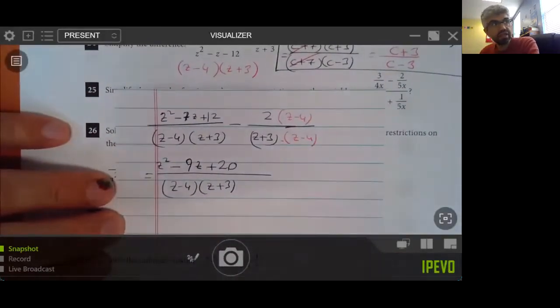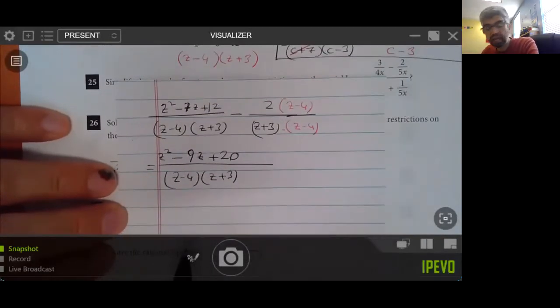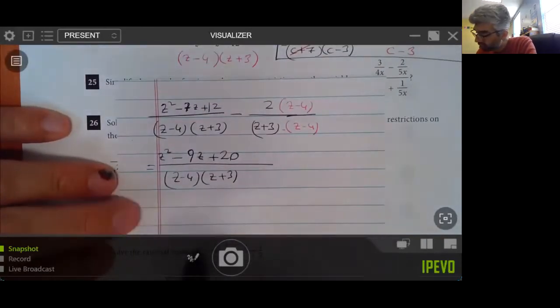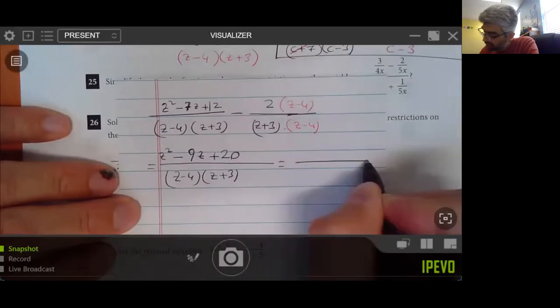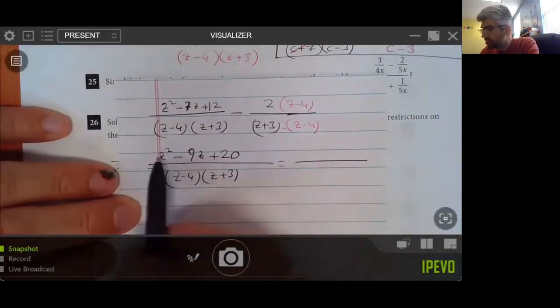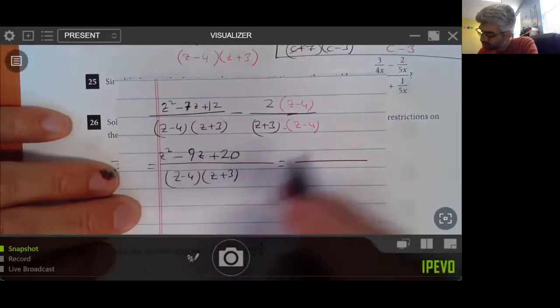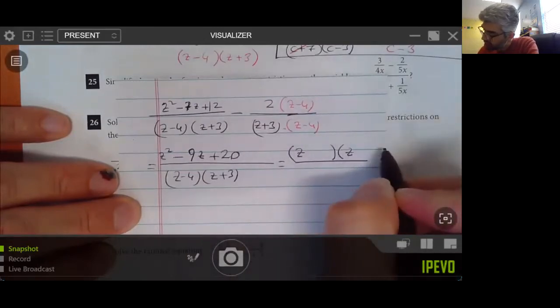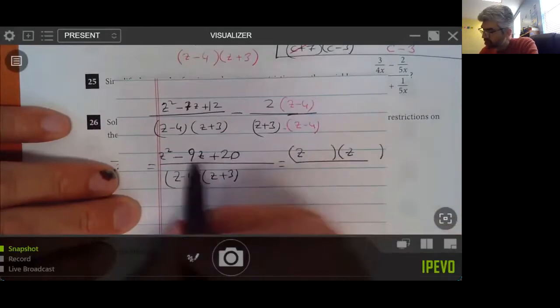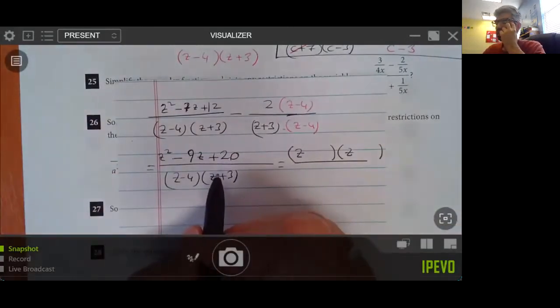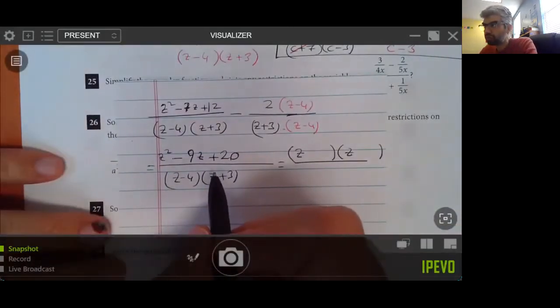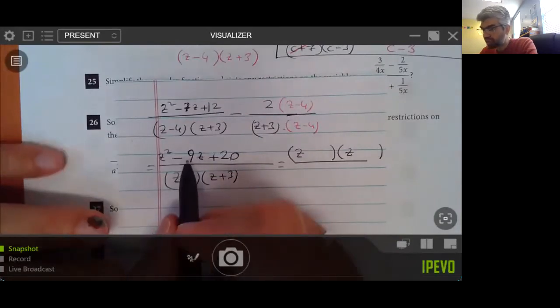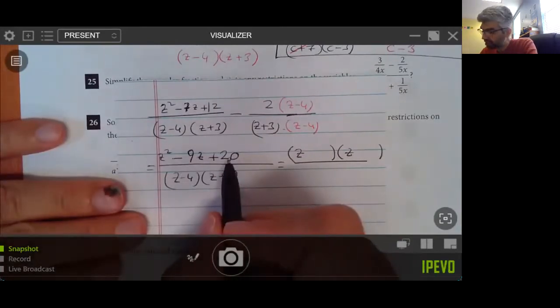Okay, actually we have finished the subtraction operation. Now I have to look for simplification. I have to now factor the new numerator. That is z squared minus 9z plus 20. So 20, 10 times 2, does it work? 10 to 9, no. So 4 times 5.